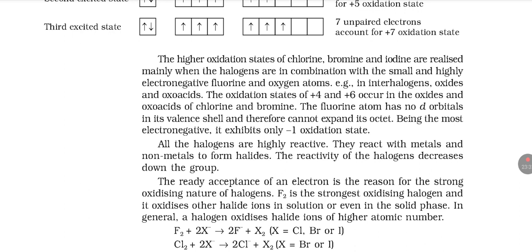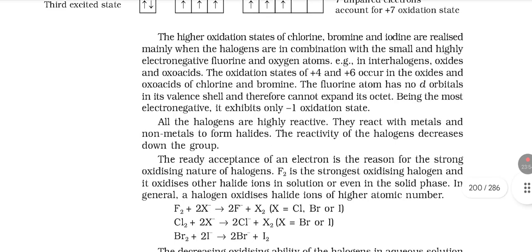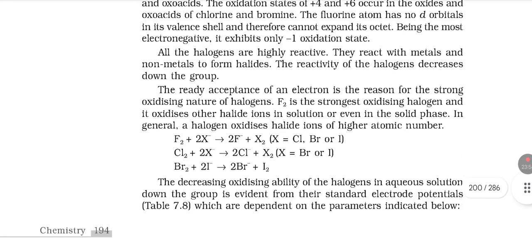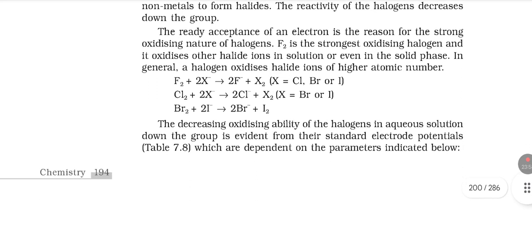All the halogens are highly reactive. They react with metals and non-metals to form halides. The reactivity of the halogens decreases down the group. The ready acceptance of an electron is the reason for the strong oxidizing nature of halogens. F2 is the strongest oxidizing halogen, and it oxidizes other halide ions in solution or even in the solid phase.